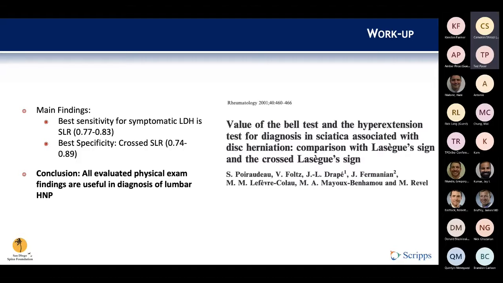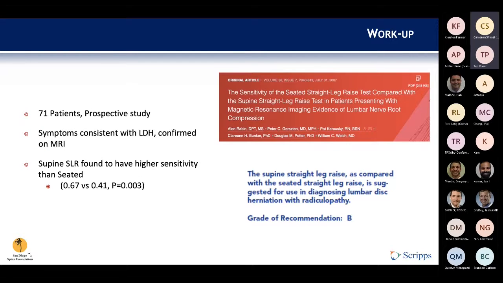So those are important factors when you're working with these patients and seeing them in clinic. And here's another study looking at the seated straight leg raise versus the supine straight leg raise test in these patients. These are patients that were looked at prospectively. They had symptoms consistent with disc herniations, as well as confirmation on MRI.